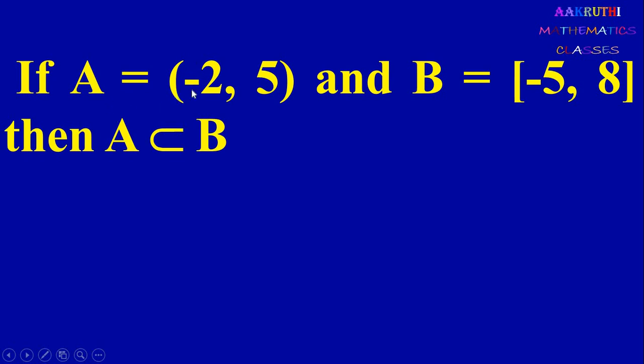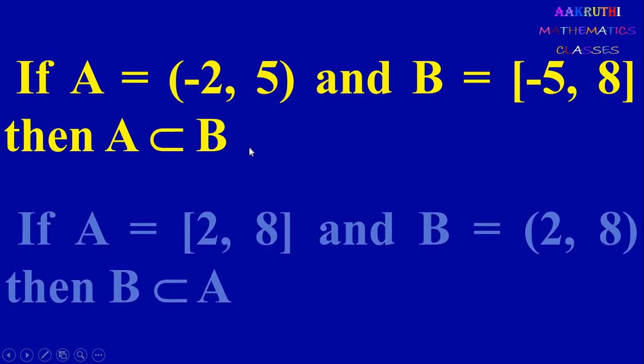If A = (-2, 5) and B = [-5, 8], then A is a subset of B. Now here A is the numbers in between -2 and 5, and B is all the numbers from -5 to 8, which is the bigger set. Here B is the bigger set, A is the smaller set. So therefore we can write A is a subset of B.